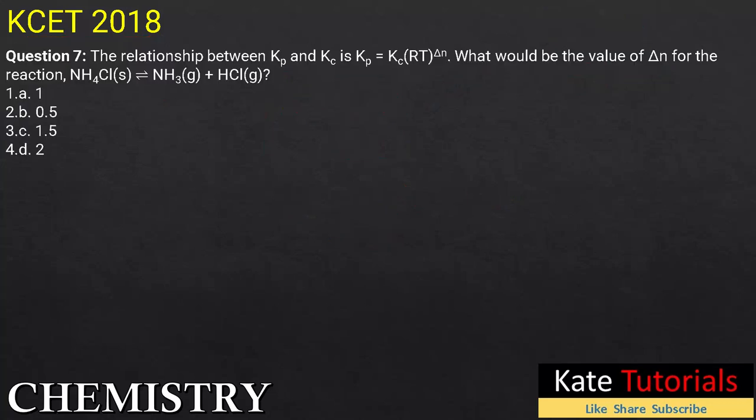Talking about the 7th question. Here they have given Kp and Kc, and they have even given the relation Kp is equal to Kc into RT raised to delta n, right? See how easy they have made this question. They have given this relation. We know this relation. We have to tell what would be the value of delta n for the reaction they have given.